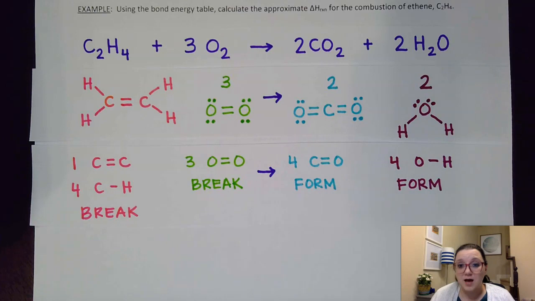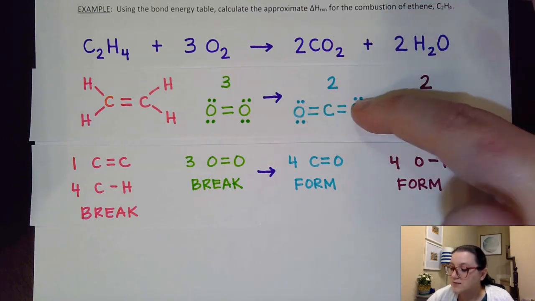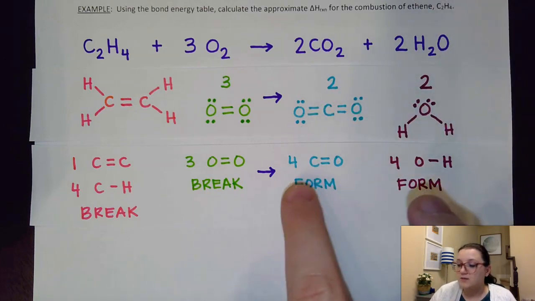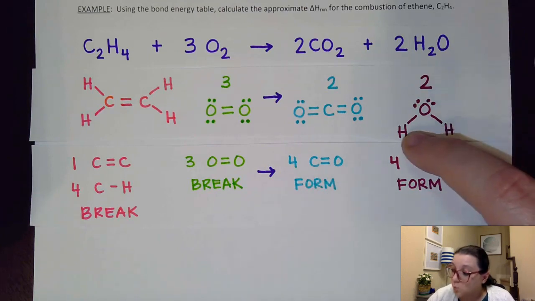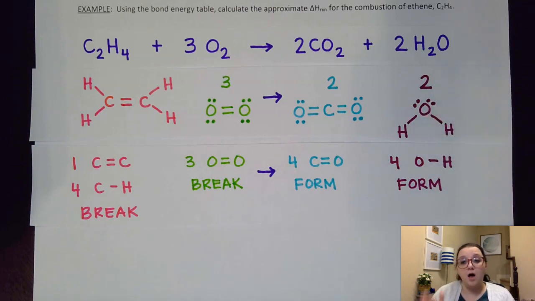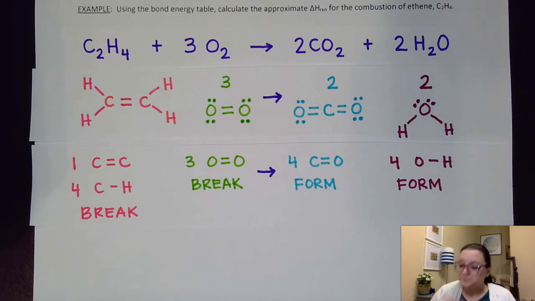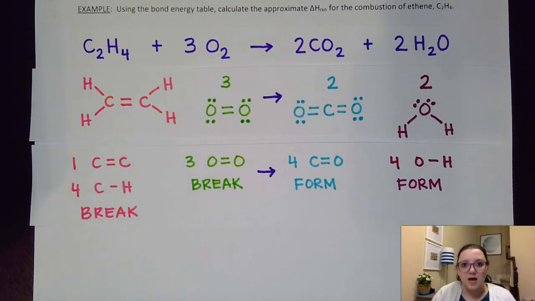On the product side over here, I had my 2 carbon dioxides that each had 2 of the oxygen to carbon bond. So that gives me a grand total of 4 of those bonds. And then here in the water, each water had 2 of the oxygen to hydrogen bond, but because there were 2 molecules, that would give me a total of 4 of that single bond. Again, notice on the product side, I wrote form.